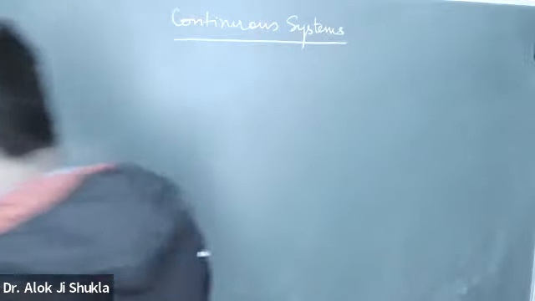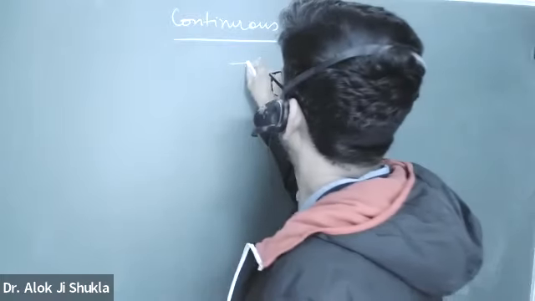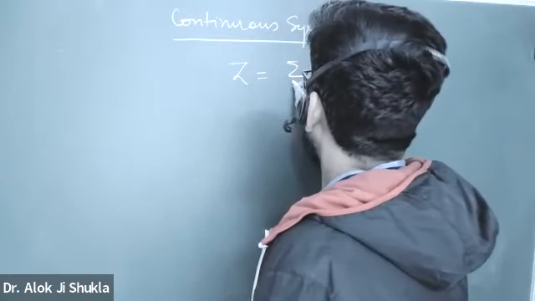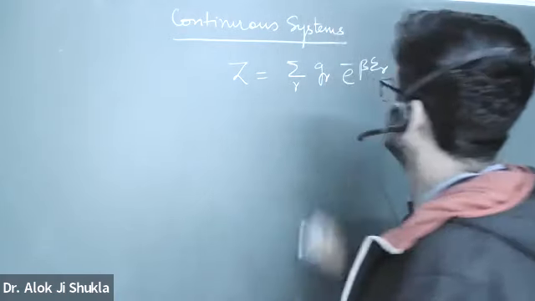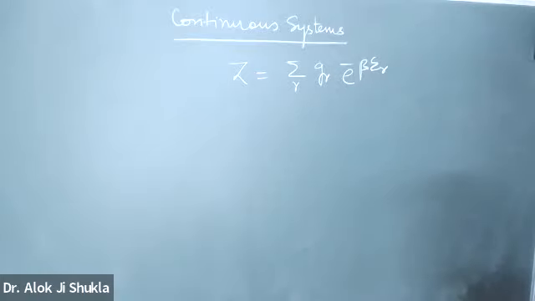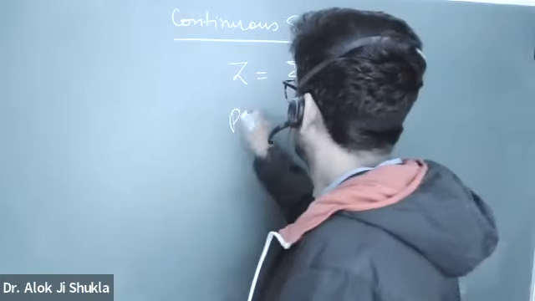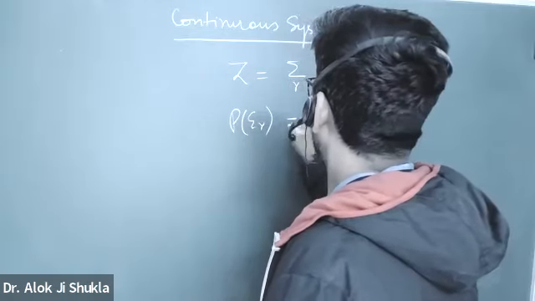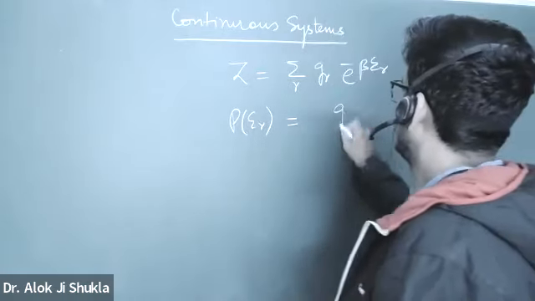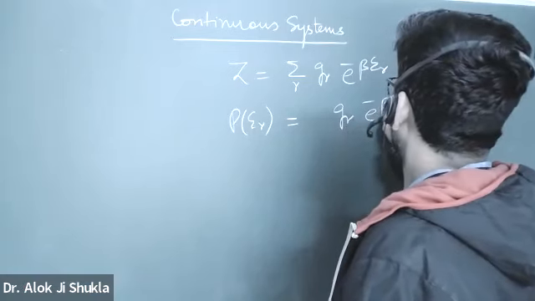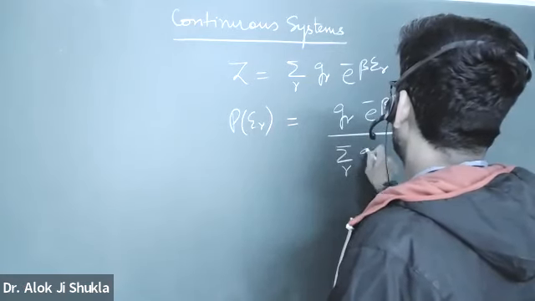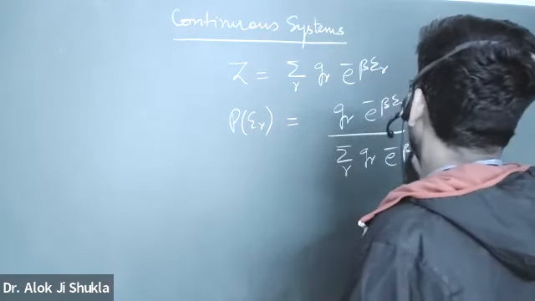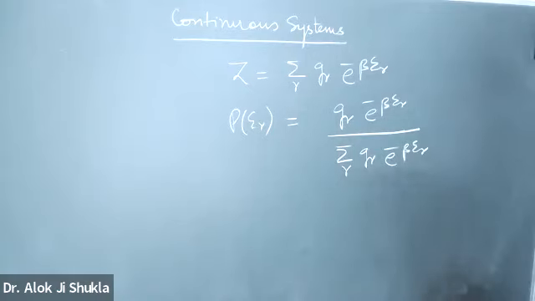और एक और चीज बता दूं कि जैसे इफ यू रिमेम्बर जब हमारे पास वहां Z होता था, it was summation over r, g_r e to the power minus beta E_r. ये होता था Z in discrete system, and the probability for any energy level E_r was, remember, it was g_r e to the power minus beta E_r upon Z, summation over r, g_r e to the power minus beta E_r. यही होता था. It was like this.